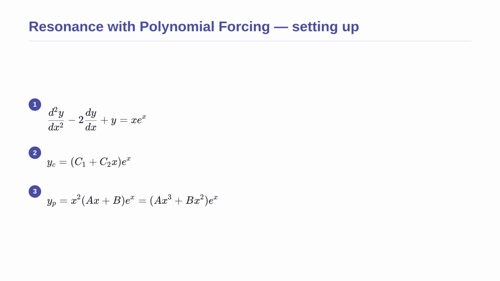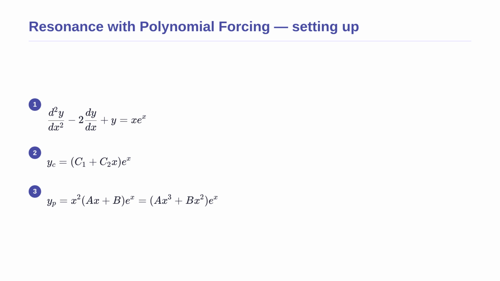Building on the concept of resonance, let us solve a problem where resonance occurs alongside a polynomial force. We are looking at a system where the forcing function is x times e to the power of x. First, we identify the natural behavior. The characteristic equation has repeated roots of 1, so the complementary function already contains the exponential of x and x times the exponential of x. Because our forcing function completely overlaps with this natural behavior, a standard guess will vanish.